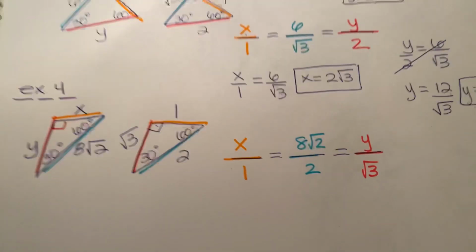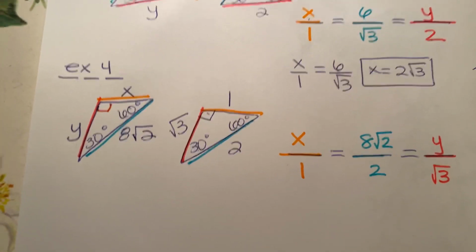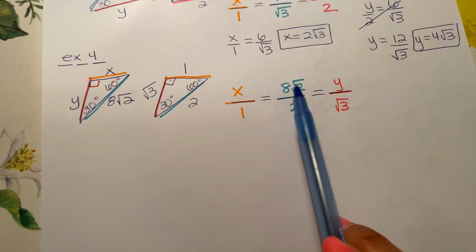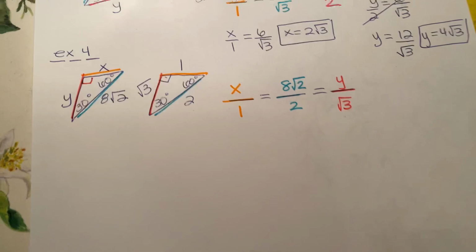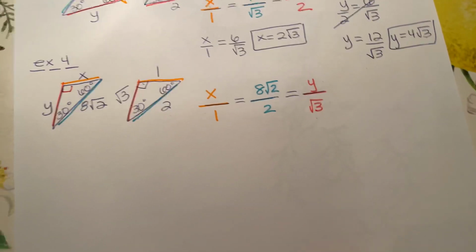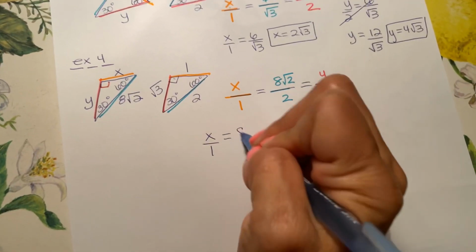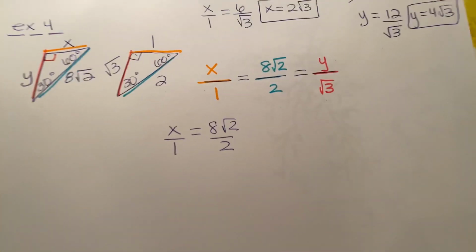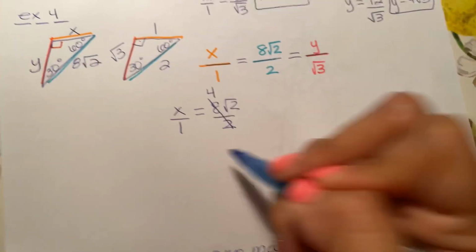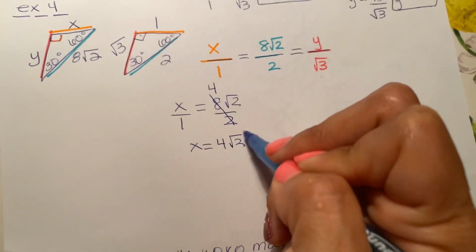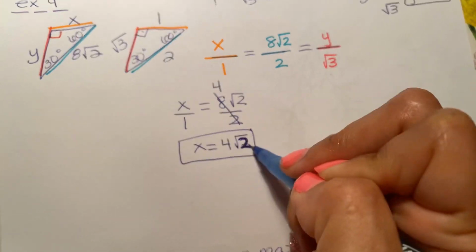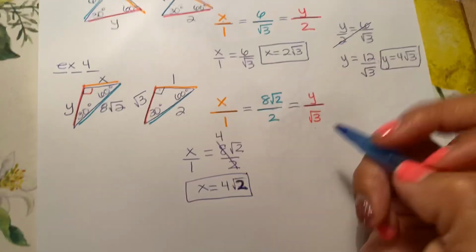X over 1. Okay, so let's make sure, left, right, left, right, left, right, right? X over 1, left, right, right? Y over rad 3, 8 rad 2 over 2. Beautiful. Okay, how do you solve for x? Right there. How do you solve for y? Right there. All right, so x over 1 is 8 rad 2 over 2. All right, so reduce that. 2 is an integer, 8 is an integer. 2 goes into 8 4 times, so x is 4 rad 2. That's supposed to be a 2. It almost looked like I was trying to write a 3. 4 rad 2. Solve for y.